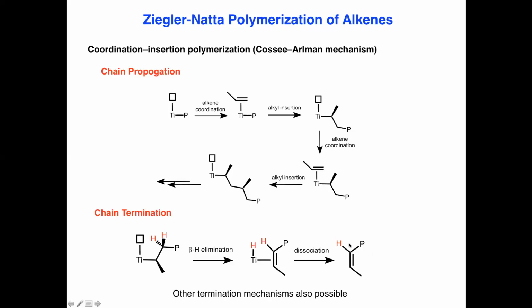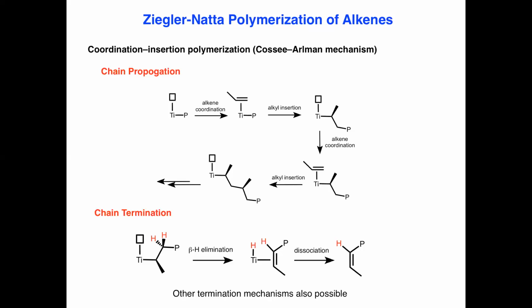That's going to then just leave us our unligated polymer chain here. So the length of the polymer chain that we get is really going to be a function of the relative rate constants between these chain propagation and chain termination steps. If the rate constant for propagation is much, much larger than the rate constant for chain termination, that's going to mean on average we're going to get many, many insertions that occur before our chain is terminated, and that's going to give us a larger molecular weight polymer.